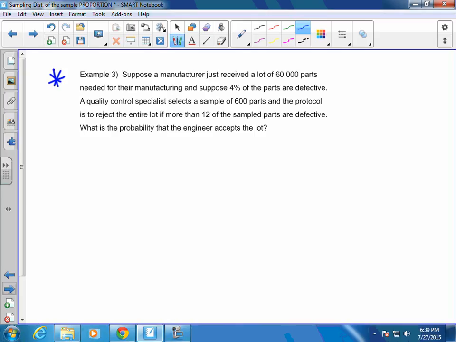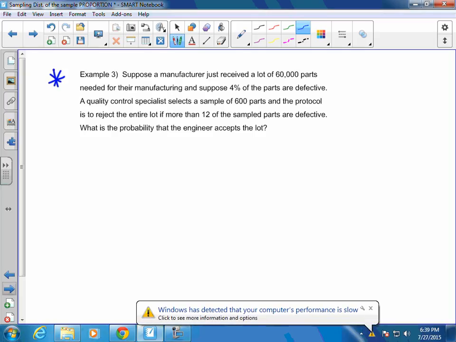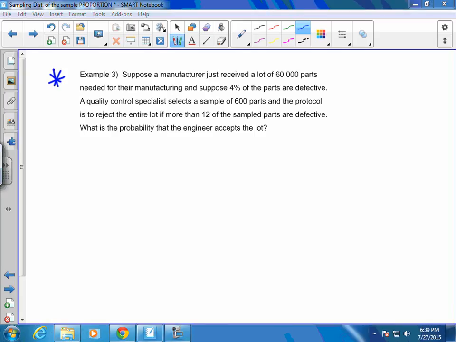A quality control specialist selects a sample of 600 parts, and the protocol is to reject the entire lot if more than 12 of the sampled parts are defective. What is the probability that the engineer accepts the lot?